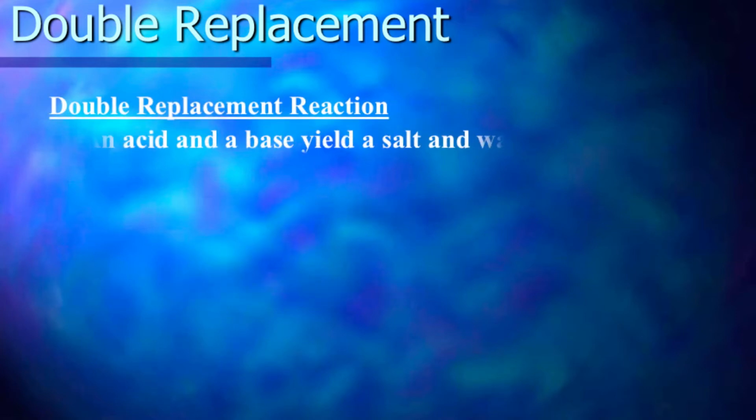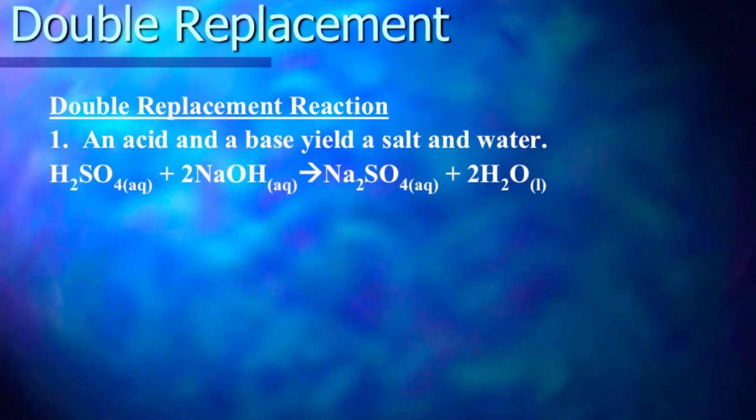All right, double replacement. Double replacement rules are almost useless because all double replacement reactions are virtually the same. An acid and a base yield a salt and water. Well, the hydrogen and the sodium swap places. It's just that easy. The two things out front swap places. So the hydrogen goes to live with the OH, making water. The sodium goes to live with the sulfate, making Na2SO4.